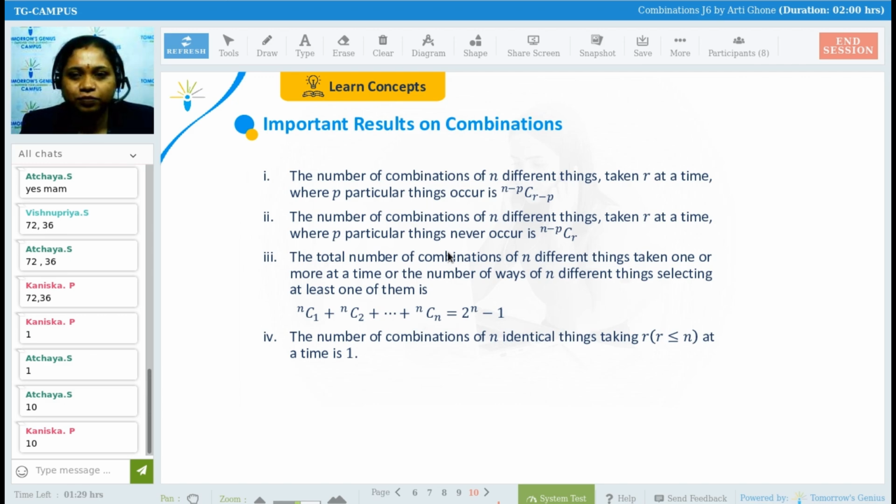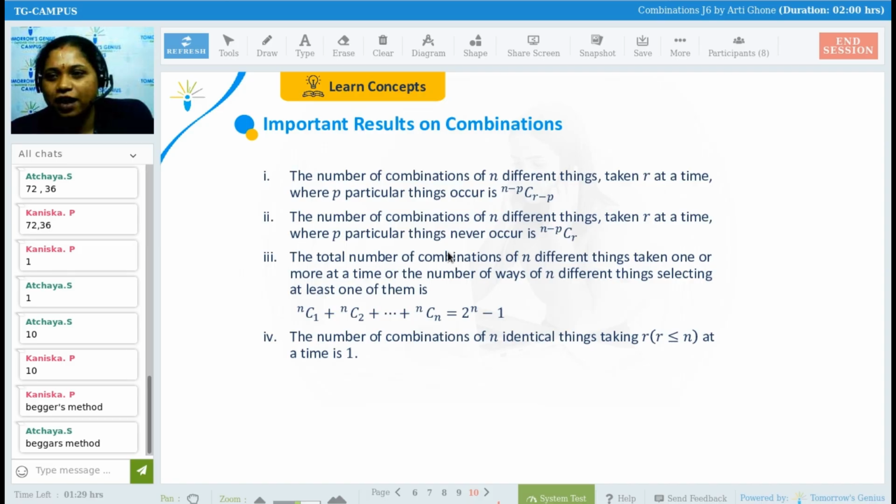Beggar's method. Right now, beggar's method. And I have asked you the definition of beggars. Who is called a beggar? Don't answer me like the one who is not having money is not a beggar at all. Nowadays, anyone can be a beggar for anything. So beggar's method is again an application of these formulas only. It is a highlighted topic for the JEE. Don't forget it at all.